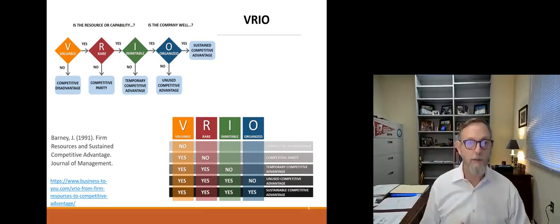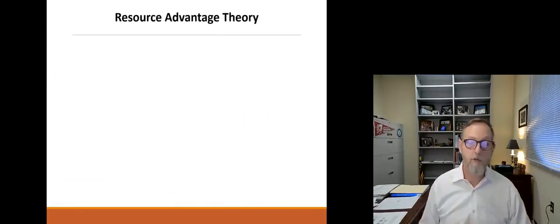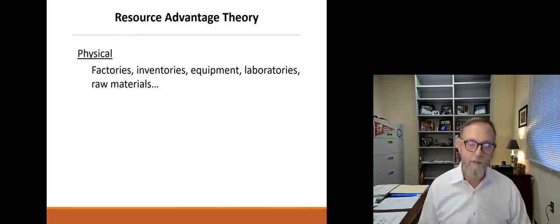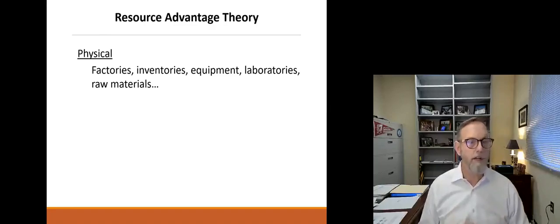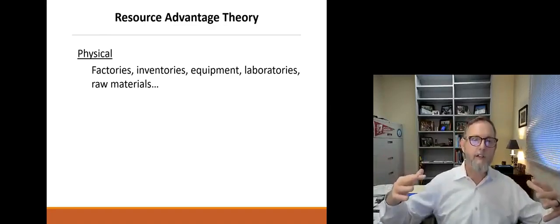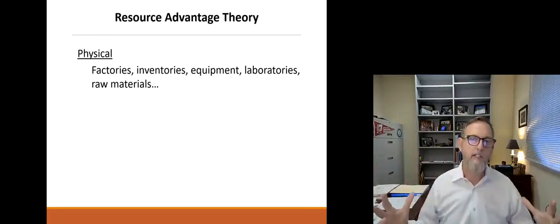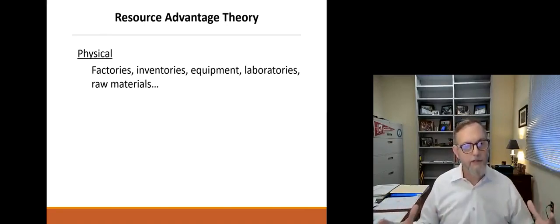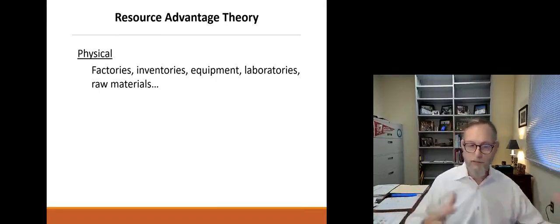So you might ask the second question: where do these come from? Where do these resources emerge from? Where are they located? And so there's going to be 6 broad areas that you might find some of these resources. Okay, one would be physical resources. So physical infrastructure, your factory, your company, raw materials, laboratory, equipment.